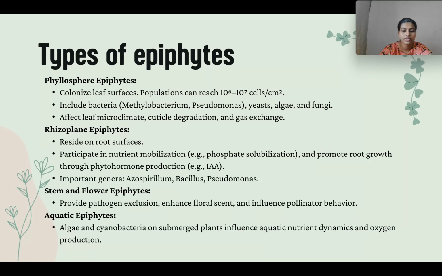Next one, rhizoplane epiphytes. They live on the root surfaces. They participate in nutrient mobilization, for example phosphate solubilization, promote root growth, and also generate hormones like indole acetic acid. The common species include Azospirillum, Bacillus, Pseudomonas, etc.